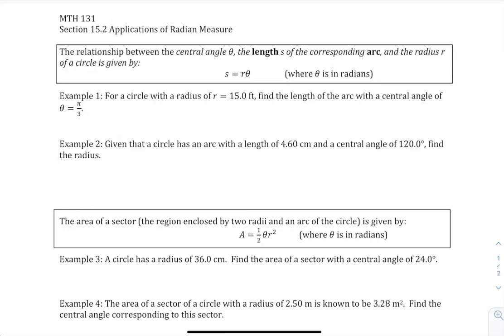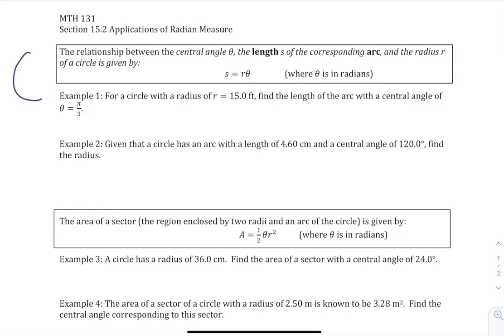15.2, we want to look at some of the formulas that require you to understand the measure of the angle in radians, not in degrees. So the first one that we want to look at is this idea of arc length. It's the relationship between the central angle and the length of the corresponding arc.